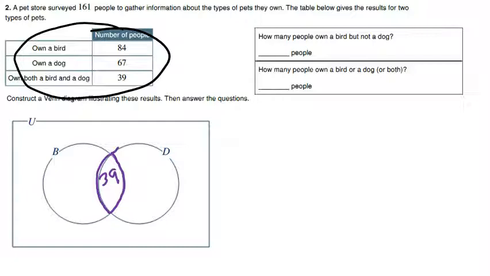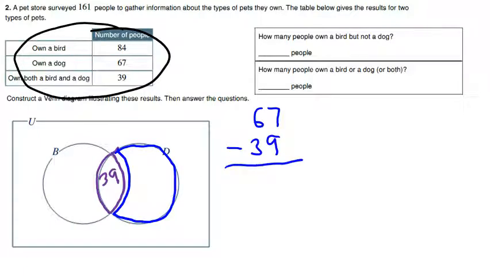Well, let's look for the people that fall in this particular region right there. Those people only own a dog. We know there are 67 dog owners, but 39 of them also own a bird. So the ones that don't own a bird is the difference between these two numbers, which is 28.